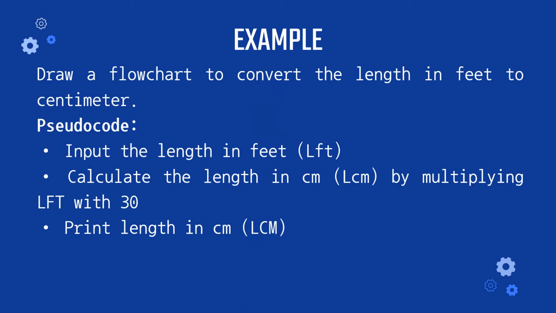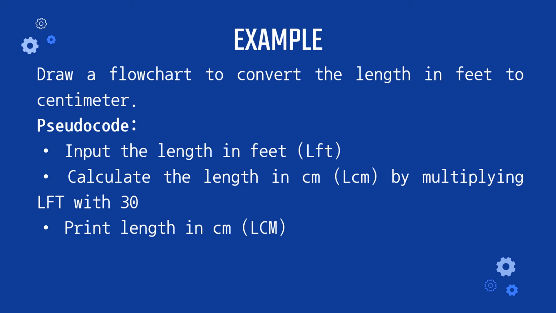Draw a flowchart to convert the length in feet to centimeter. So, for our pseudocode, input the length in feet, calculate the length in centimeter by multiplying L feet with 30, and then print length in centimeter or LCM. So, makikita nyo dito, lowercase to. Tapos, pagdating doon, uppercase. So, kapag sa flowchart po, kailangan ayusin nyo po yan. Depende po sa trip nyo kung L feet na lowercase din dito.